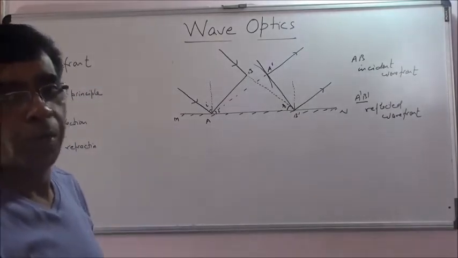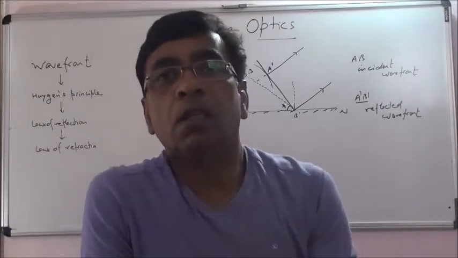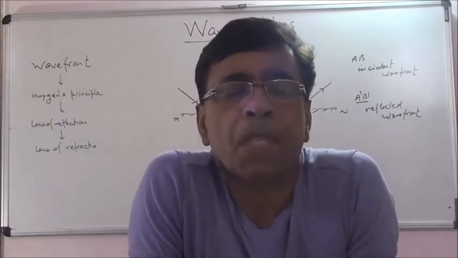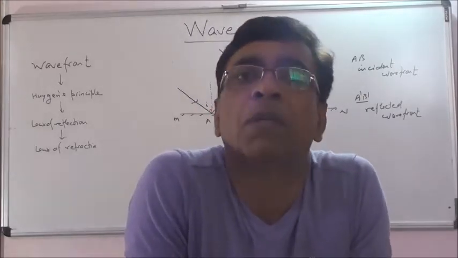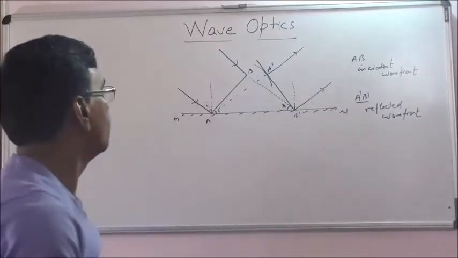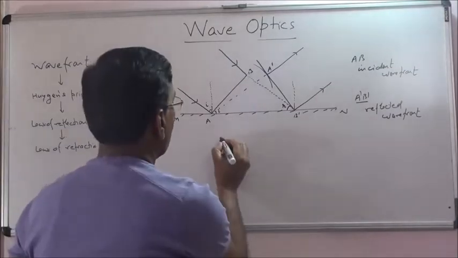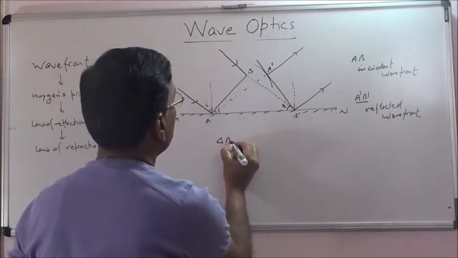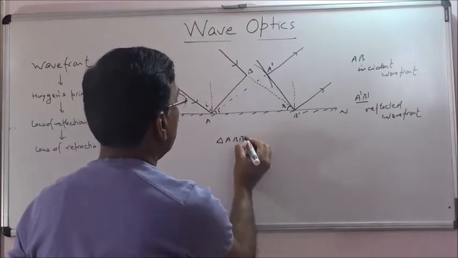Okay, we have to prove now that i is equal to r. Very simple steps. Draw this diagram and try yourself. You have to use triangle A, B, B dash.